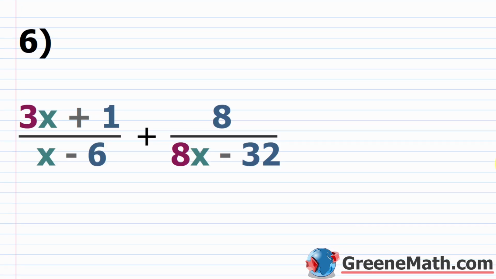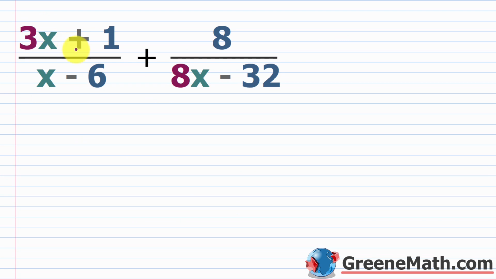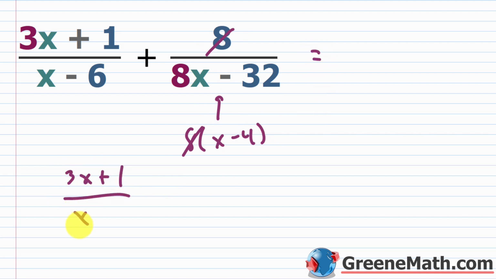Let's look at problem number 6. So we have 3x plus 1 over x minus 6 plus 8 over 8x plus 32. So this, you should be able to eyeball and see that you can pull out an 8 there, and then you can cancel between numerator and denominator. So what you'd have here is 3x plus 1 over x minus 6, then plus, this is going to be a 1 up here, over this x minus 4. Again, you don't have to do this, but it just saves you work in the end.